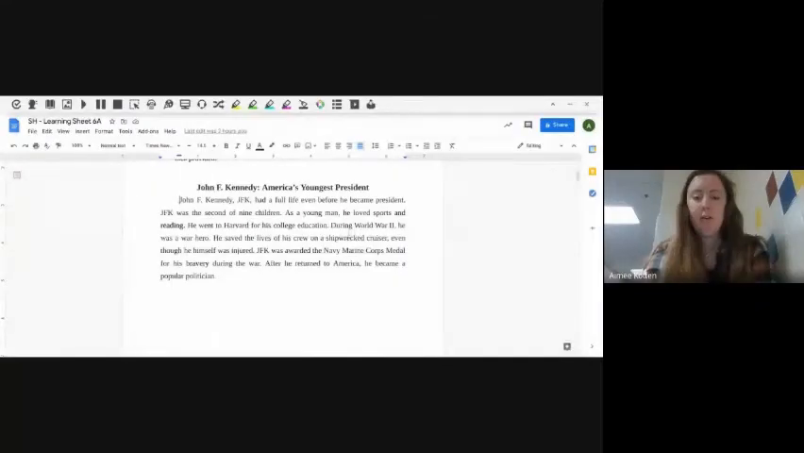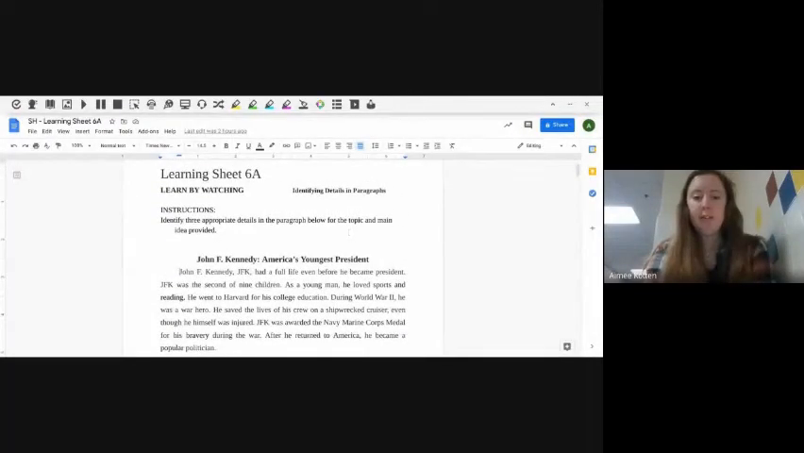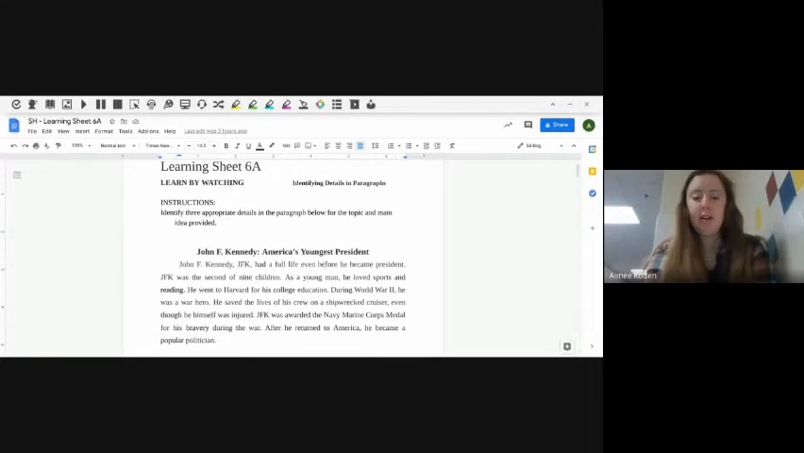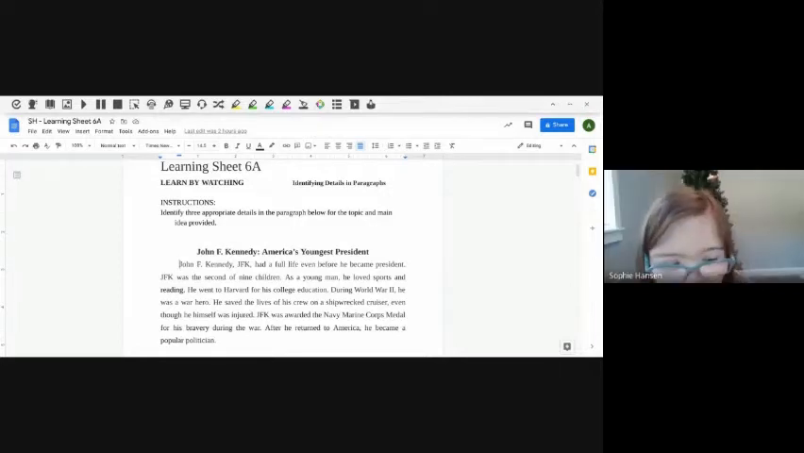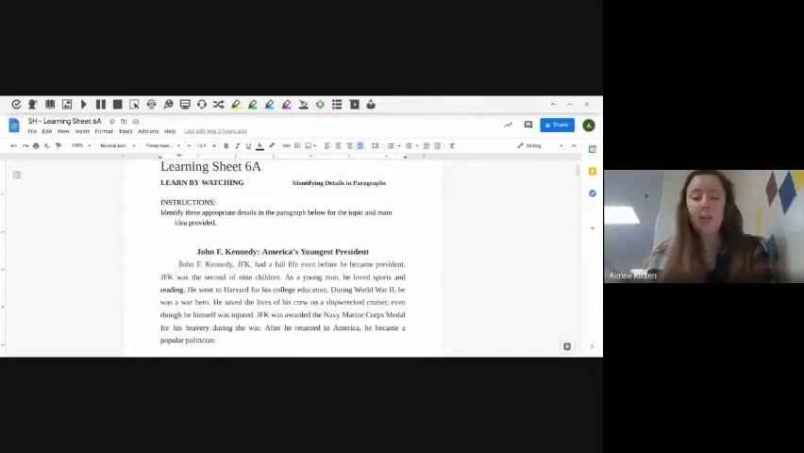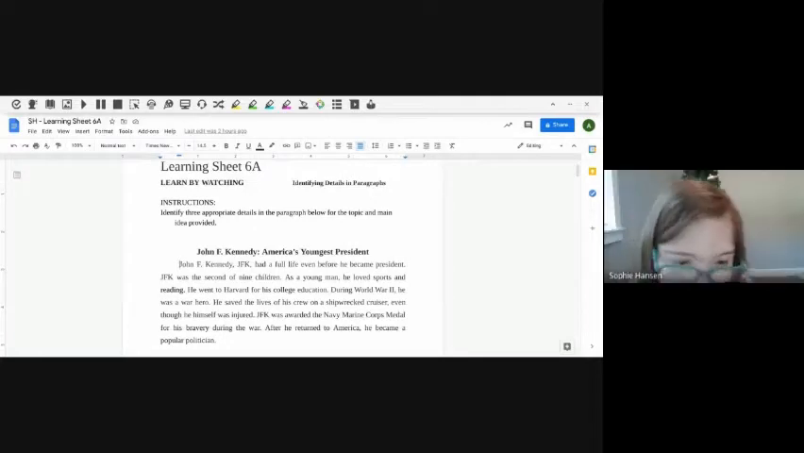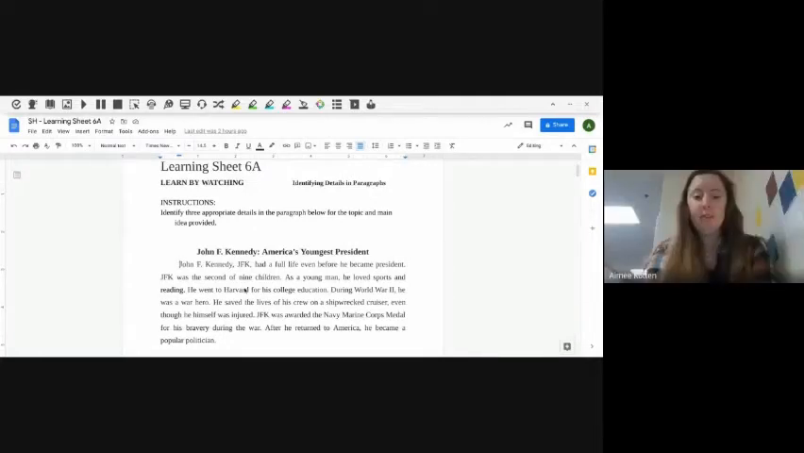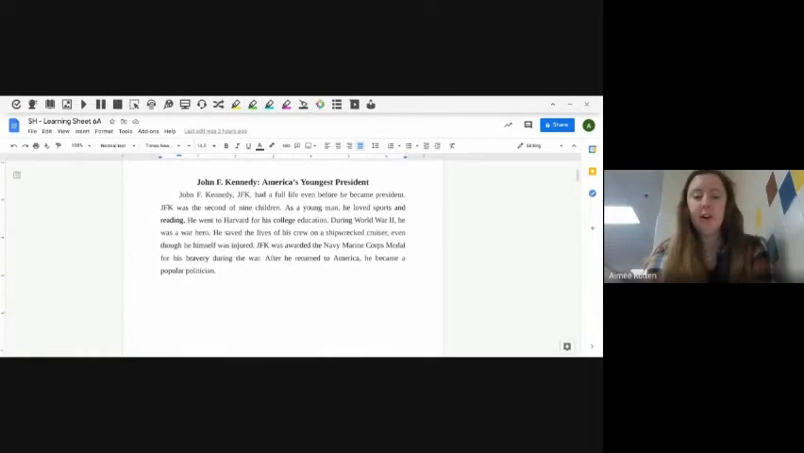If I share my screen with you, you should be able to see a white sheet that says Learning Sheet 6A. Can you see it or no? Yes, I can. Okay, so I'm going to read the very first paragraph to you.